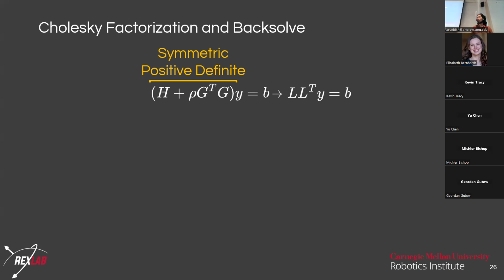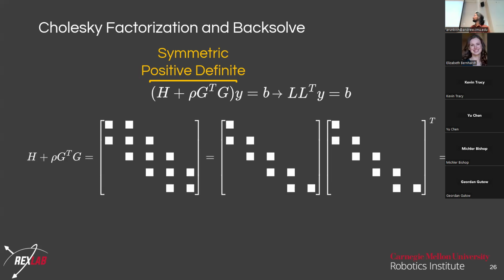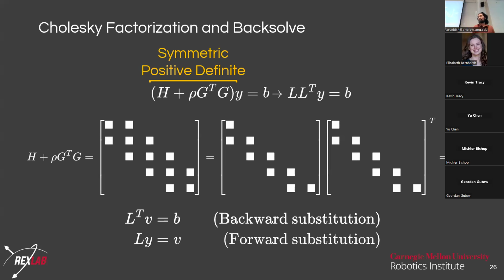And in particular, oftentimes this has a sparsity structure that looks like this. So we get these nice sparse lower triangular matrices. And then we can break this into 2 easier problems. So a backward substitution to get this intermediate variable V, and then a forward substitution to solve for Y.